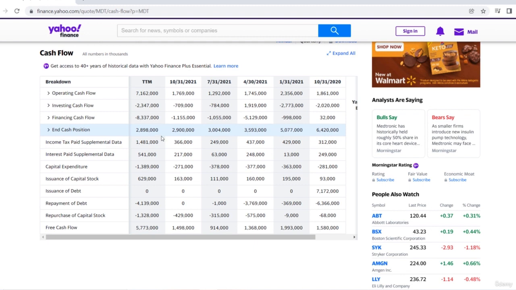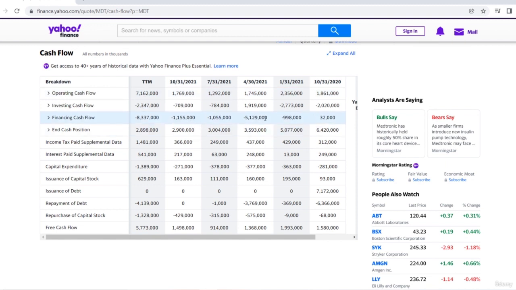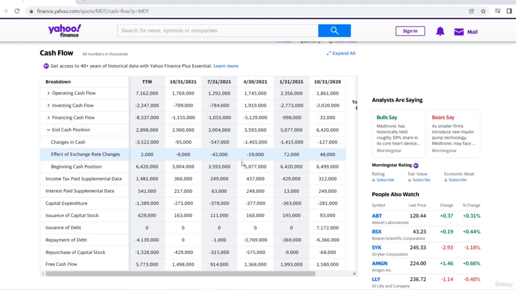But if we look at their ending cash position, back in October they're looking at 6.4 billion in ending cash, but this is a little bit concerning. Now they're at 2.8. So what's going on here might be something to look at. What might be really jumping out here? Right here, you see financing cash flow, a negative 5.1. Let's see what's going on here.